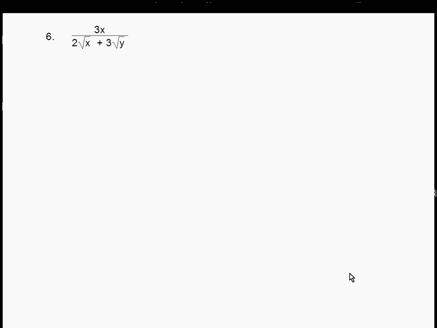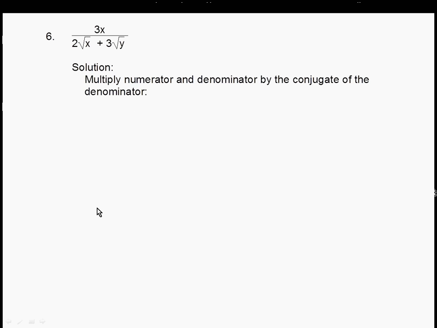Number 6. I have 3x over 2 square root of x plus 3 square root of y. Multiply the top and the bottom by the conjugate. So the conjugate is going to make that a minus. So I'm going to multiply the top and the bottom by 2 square root of x minus 3 square root of y. Okay, now again, in the numerator, I'm just going to have 3x times that thing. And the denominator, I'm going to do FOIL.